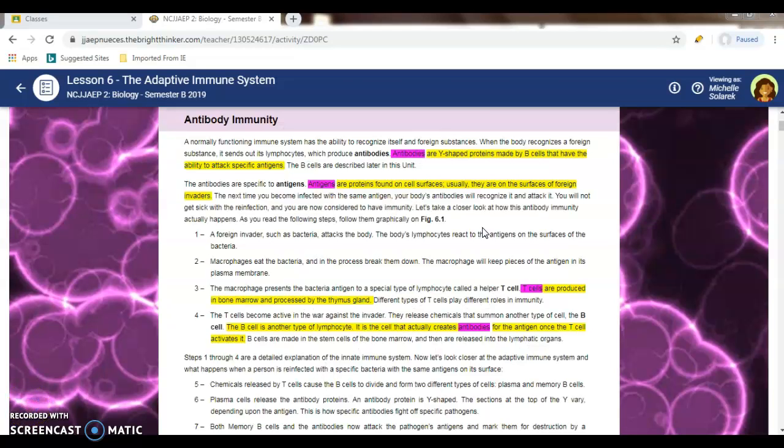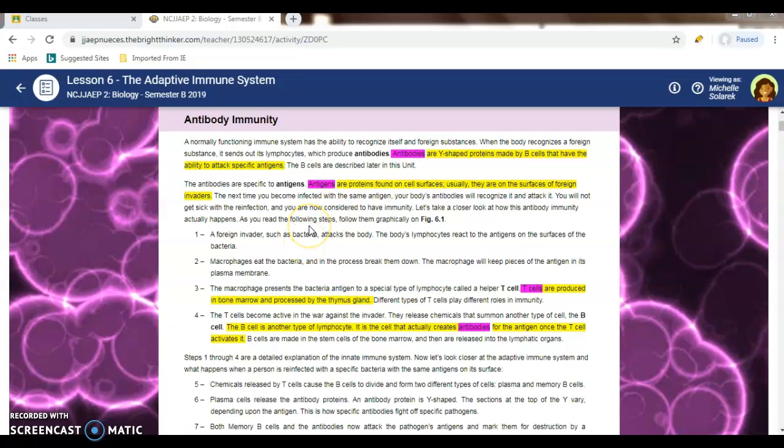Now we'll talk about antibody immunity. So antibodies are the Y-shaped proteins made of B cells that have the ability to attack specific antigens. The antibodies are specific to antigens, which we said before are proteins found on the cell surface, and usually they are on the surface of foreign invaders.